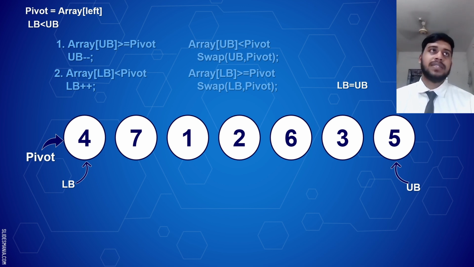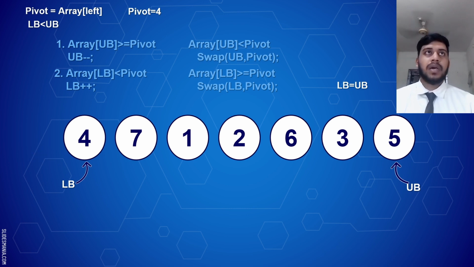Here are two conditions. If the array element at the upper bound is greater than or equal to the pivot, we will decrement the upper bound. Otherwise, we will swap the upper bound with the pivot. And the second condition is if the element at the lower bound is less than the pivot, we will increment the lower bound. Otherwise, we will swap the lower bound value with the pivot value. Let's start from the upper bound.